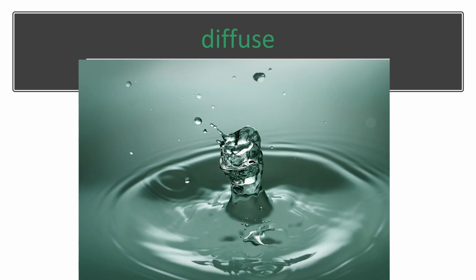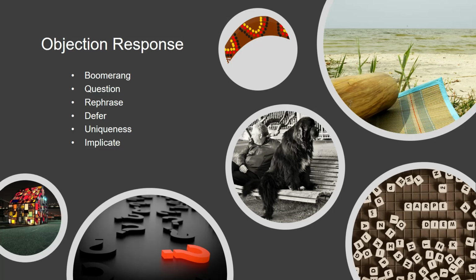There's a few that you could use. Let's go through them. We could use the boomerang. We could question. We could rephrase. We can defer. We can use a uniqueness response, or also implicate or implication. So these are the 6 that we're going to use, and see which one you prefer when it comes to your role play.